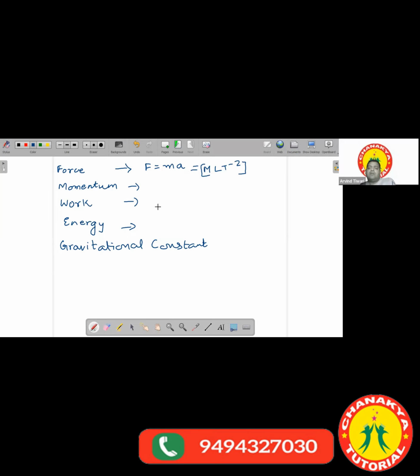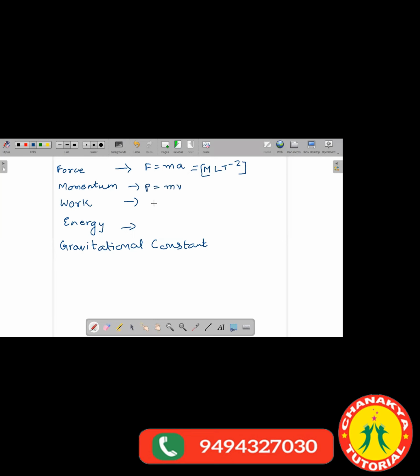Find out the dimensions of momentum, work, and energy. So can you tell the formula of momentum? Yeah, the formula of momentum, I think you should be remembering this. Momentum is given by the formula mv.